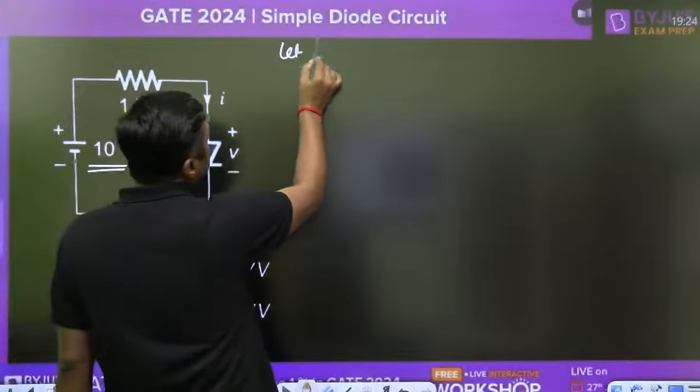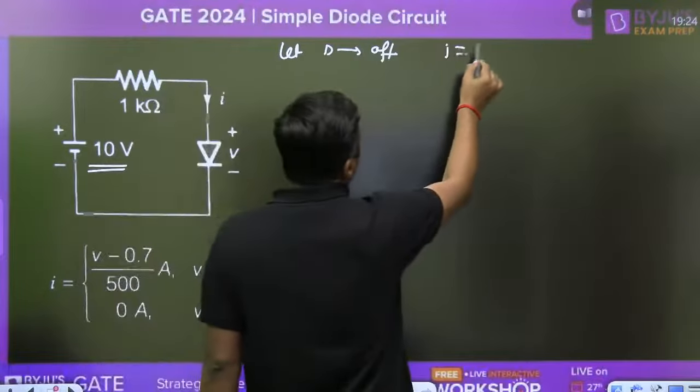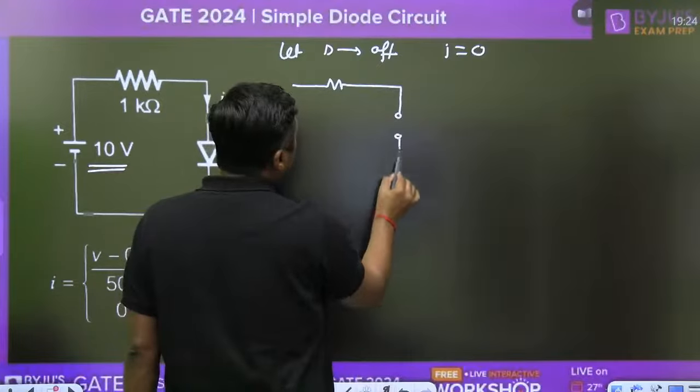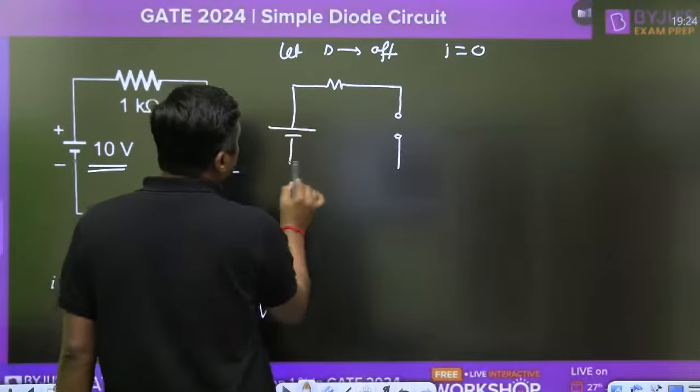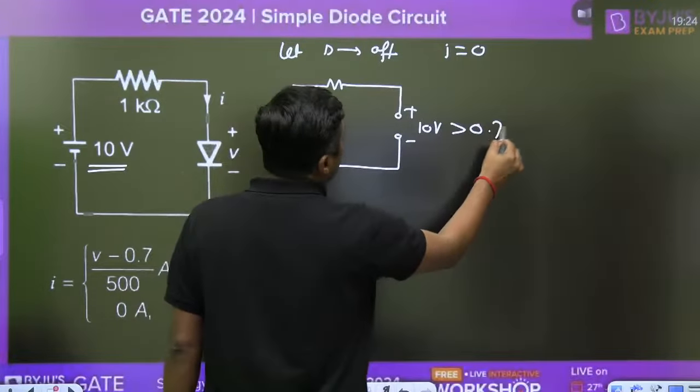There will be two cases. Let the diode be off. When I assume the diode is off, what is the current? 0. So what is the drop across the diode? It will act as an open circuit, and the drop will become 10 volt, and 10 volt is greater than 0.7 volt.